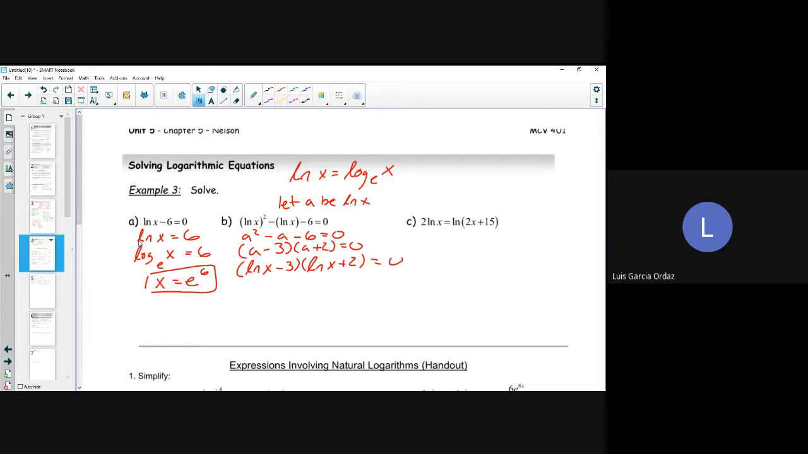So what I get is ln of x is equal to 3. If we do the same thing, we get log of e to the x is equal to 3, which means x is equal to e to the 3. And we can do the same thing. We get ln of x is equal to negative 2. We take log of base e of x is equal to negative 2, which means x is equal to e to the negative 2. Or if we don't want the negative exponent, x is equal to 1 over e squared.